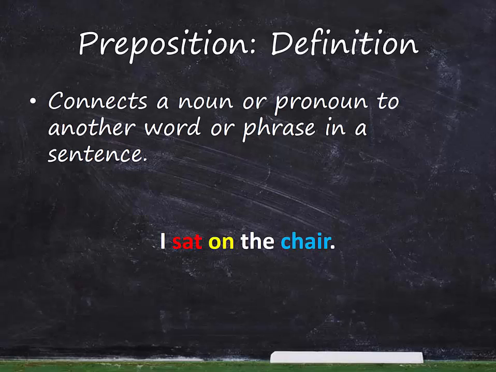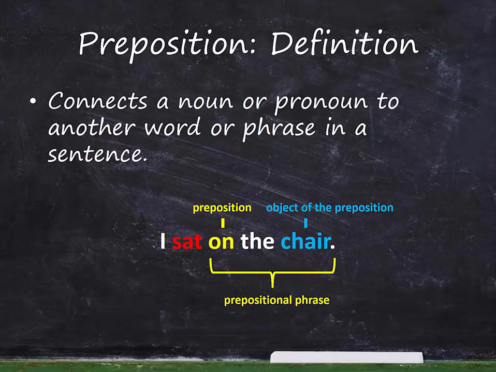I sat on the chair. On is a preposition. Then, remember from the verbs video how transitive verbs take an object? Prepositions do the same thing. I sat on what? The chair. Chair is the object of the preposition. Everything from the preposition to the object is called a prepositional phrase.